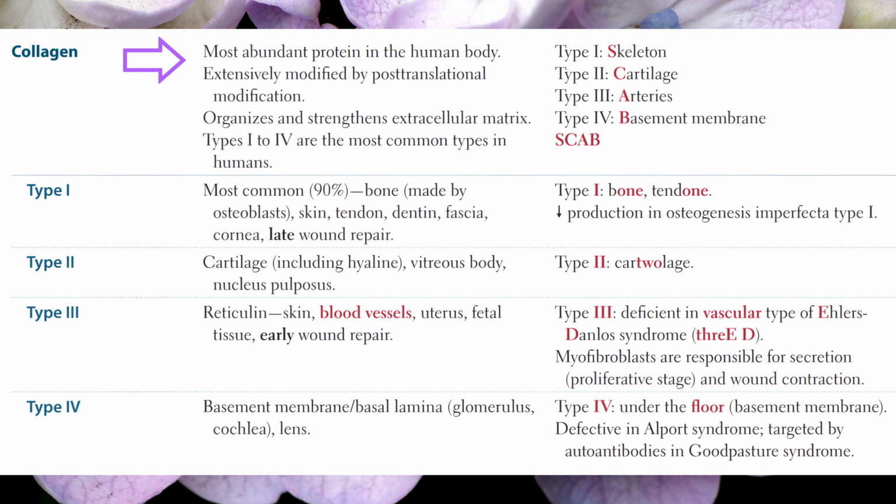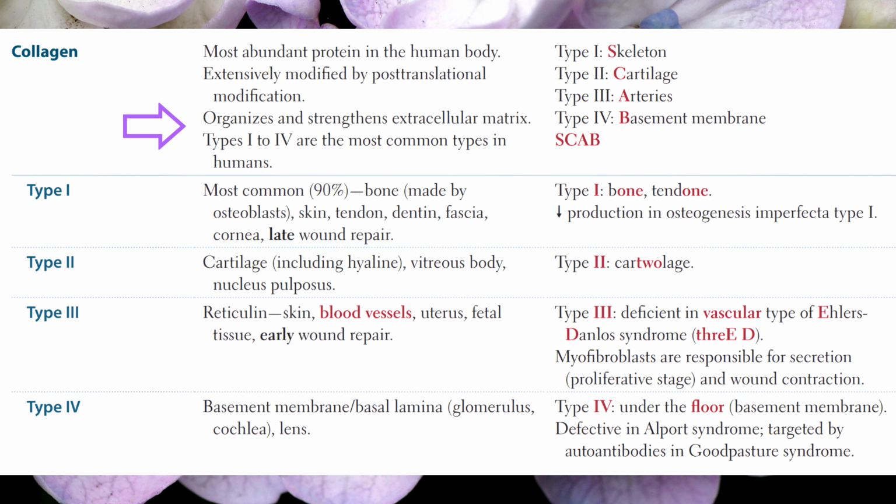Biochemistry, Cellular, Part 2. Collagen. Collagen is the most abundant protein in the human body. Collagen is extensively modified by post-translational modification. Collagen organizes and strengthens extracellular matrix.